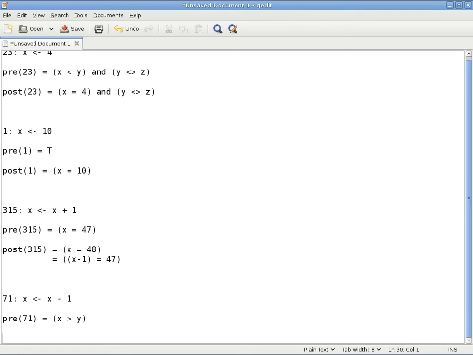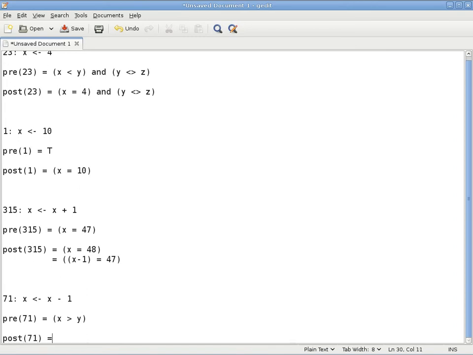Now, why do you think this precondition is a lot more tricky to deal with than the one that we have on line 315? We don't know what y is. We don't know what y is, okay? Because this statement is saying right before line 71 executes, the only thing that is guaranteed is the variable x is greater than the variable y. That is all that you need. That is all that you know. Okay. What about the post condition?